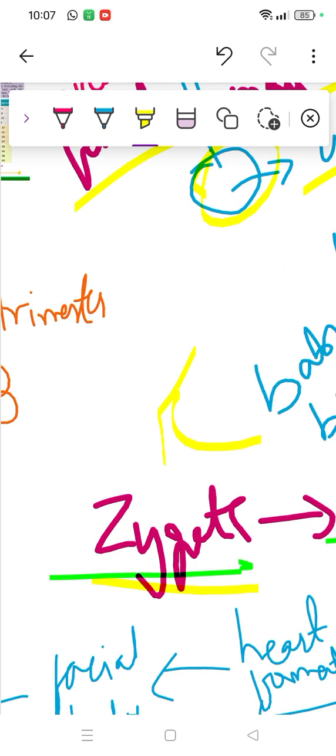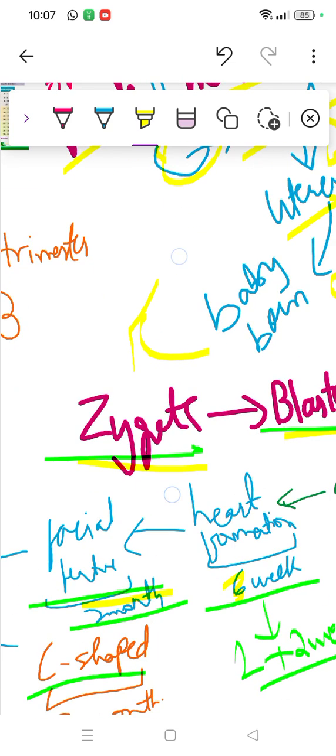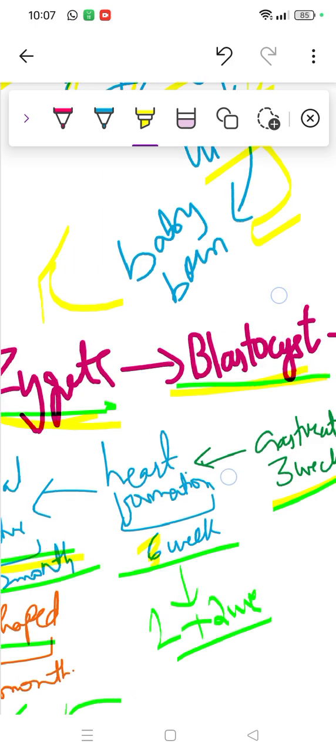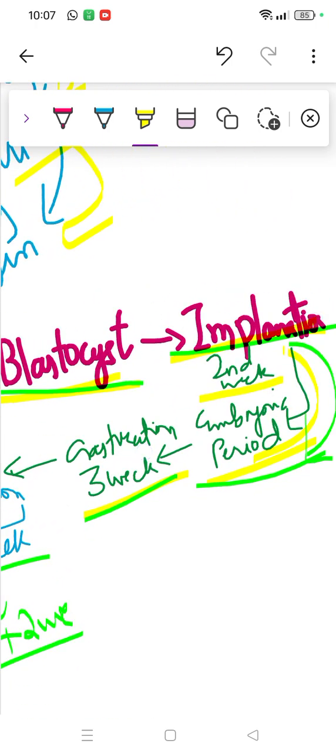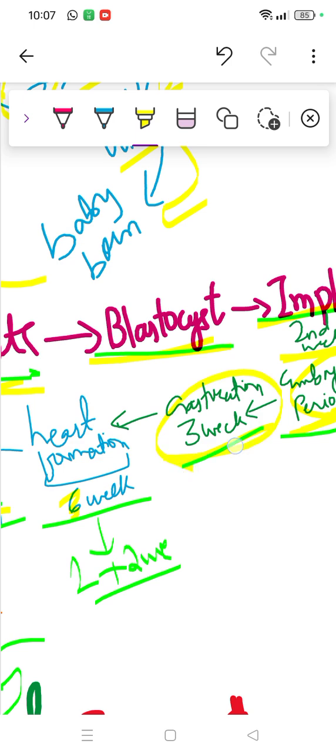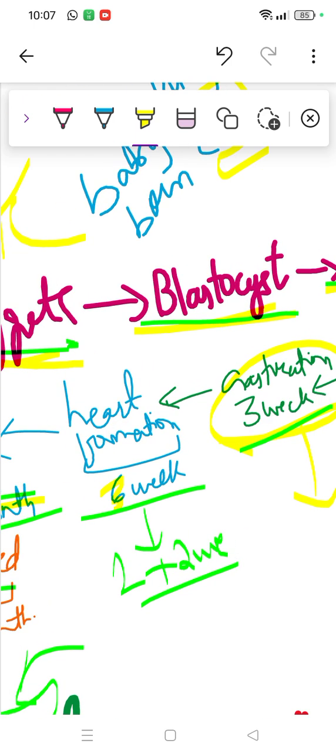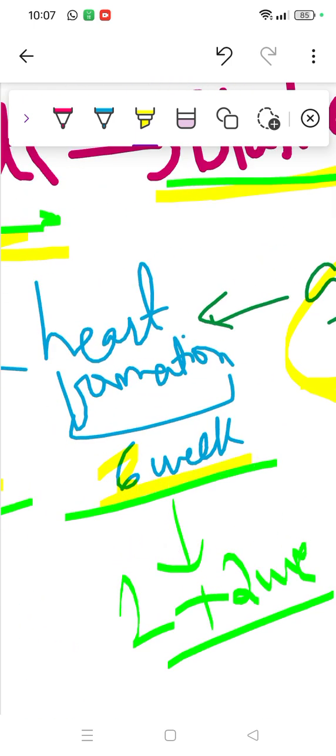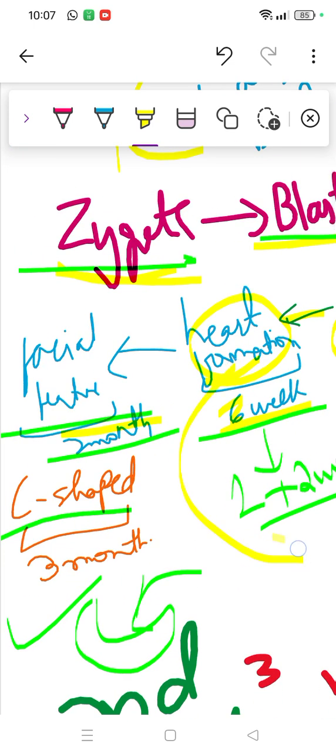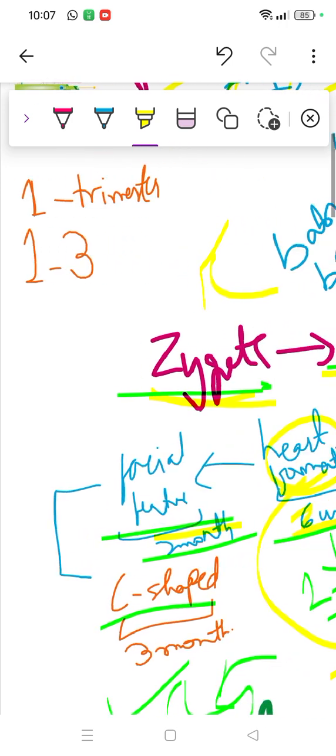unicellular structure to complex multicellular structure. Here a zygote forms, then a blastocyst, another structure, then implantation will occur in the second week, then the embryonic period will be there, then gastrulation, which will occur in the third week. From the third week till the sixth week, heart formation is started. Because the heart controls everything, heart formation will start. This is basically the first trimester.